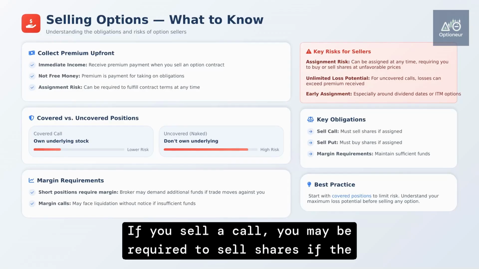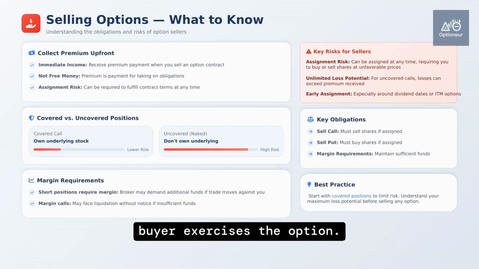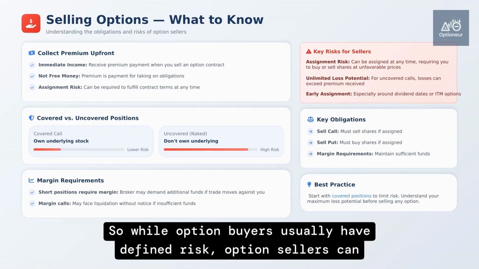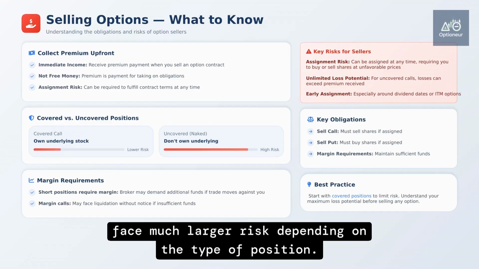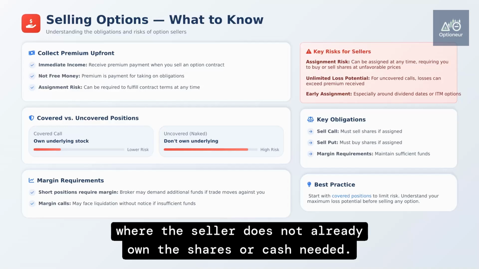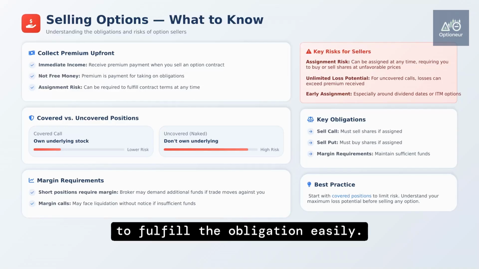If you sell a call, you may be required to sell shares if the buyer exercises the option. If you sell a put, you may be required to buy shares if the buyer exercises the option. So while option buyers usually have defined risk, option sellers can face much larger risk depending on the type of position. This is especially true for uncovered or naked option selling, where the seller does not already own the shares or cash needed to fulfill the obligation easily.